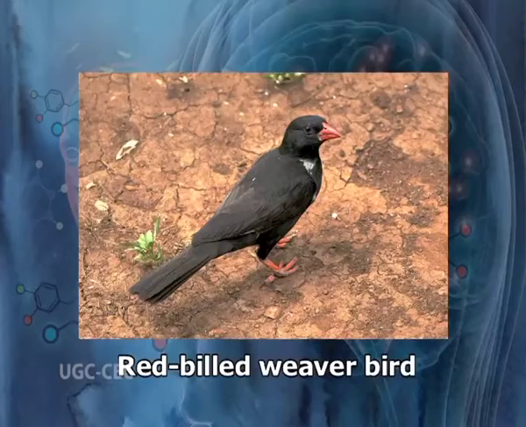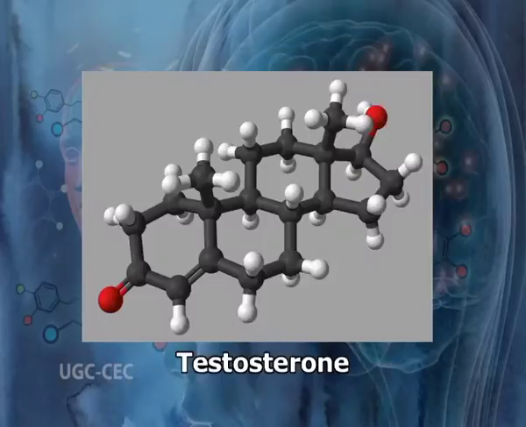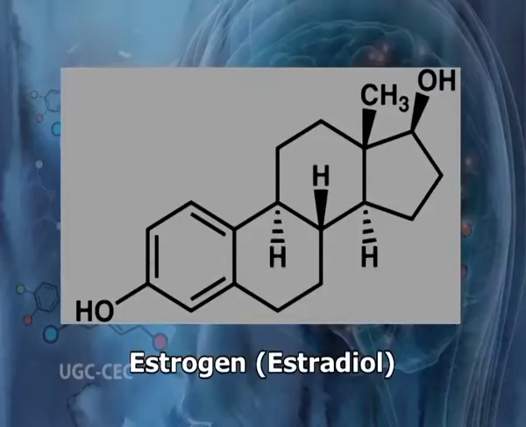These hormones are released from the pituitary gonadal system and pituitary adrenal system. In the red-billed weaver bird, luteinizing hormone from the pituitary controls aggressive behavior. In mammals, males are more aggressive than females because of the testosterone hormone in them. A higher level of androgens in blood increases aggressive attitude in the majority of vertebrates. On the contrary, estrogen or female hormones in blood make the female more peaceful.